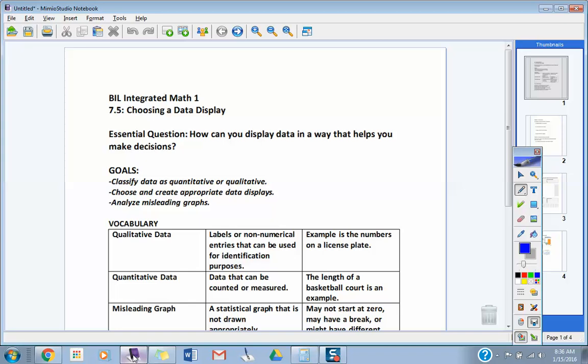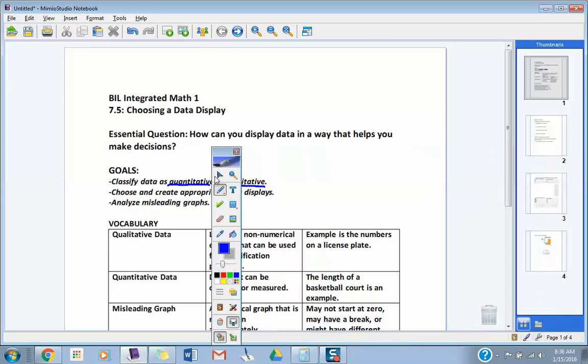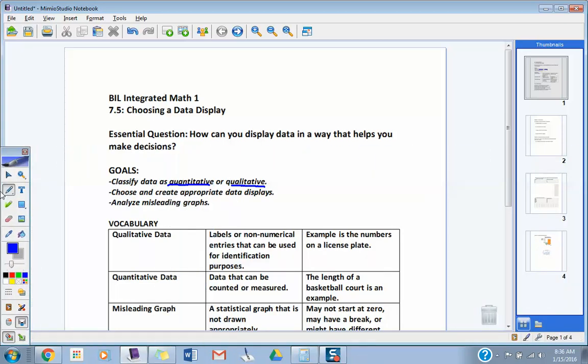So in order to answer that question today, we need to be able to classify data. Two words are going to stick out today: quantitative or qualitative. We're going to want to look at choosing and creating appropriate data displays. And then we're going to talk about analyzing what's called a misleading graph. And again, this is going to be pretty simple, I think. All right, so let's get started here with this.